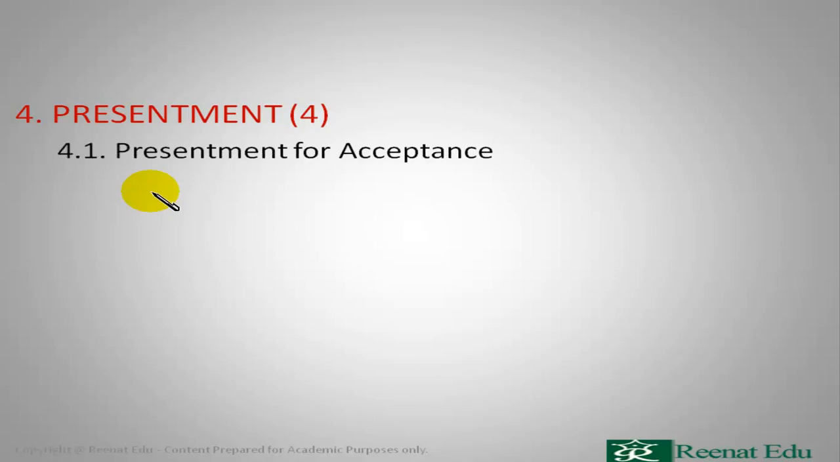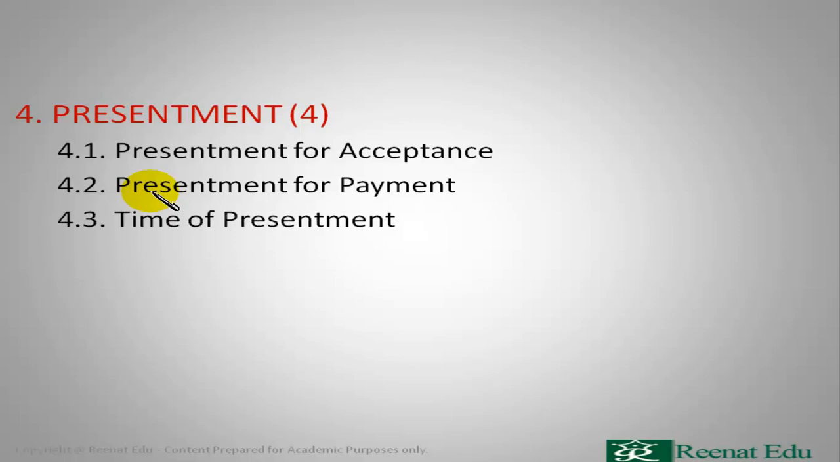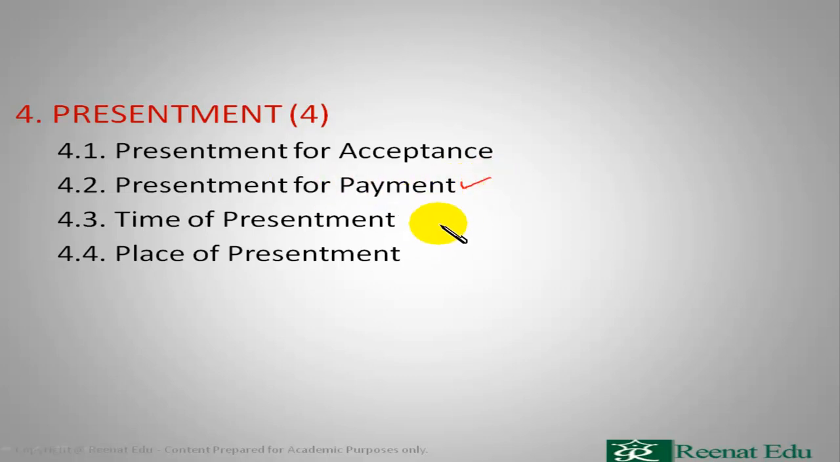We'll go ahead and see the 4th main topic, presentment. And again, this has 4 subtopics. Those are presentment for acceptance, presentment for payment, time of presentment, and place of presentment. These are the essentials for presentment, so that in your examination, they may ask separately about these kinds of sections. We are going to discuss these sections in upcoming lessons.